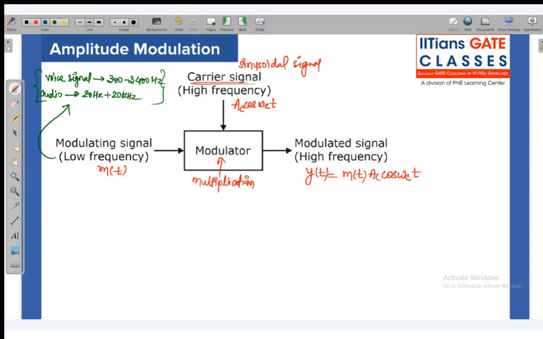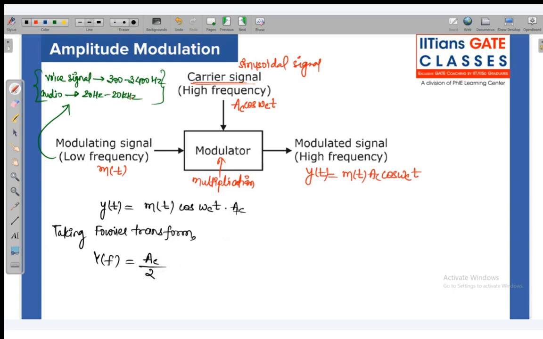Now again the question comes to our mind, the proof. So y(t) is m(t) into cos omega_c t multiplied with A_C also. A_C is also there. Now let's take the Fourier transform. Right now you may not know about the Fourier transform, but once you cover all the parts of the syllabus, like signals and systems, then you will automatically know. So right now I am assuming you know it.